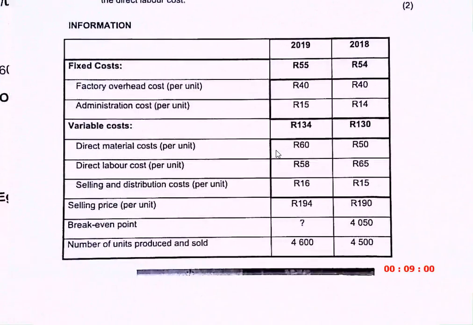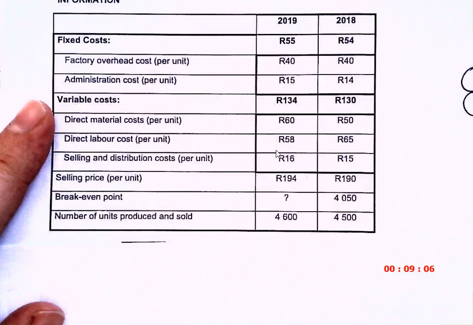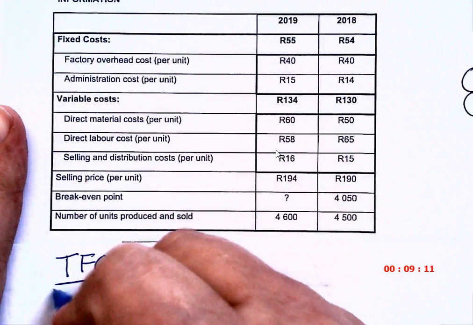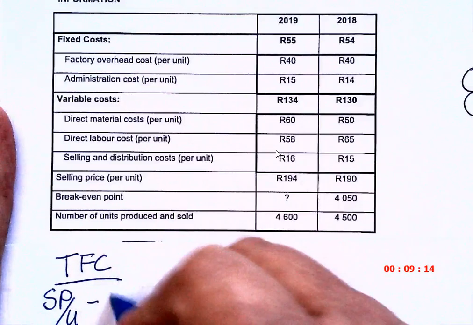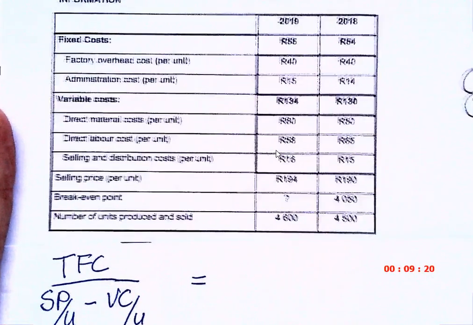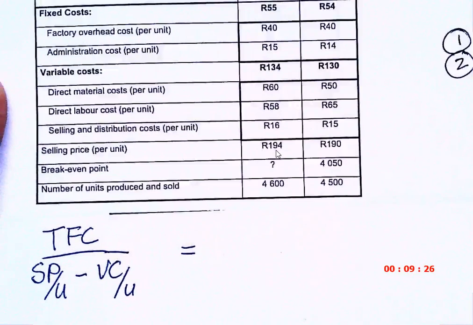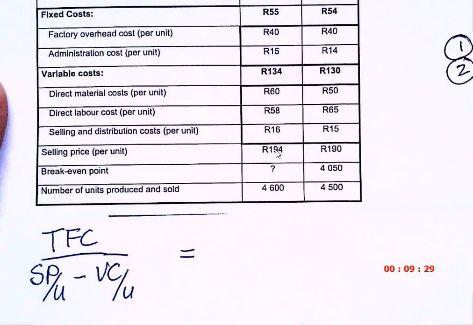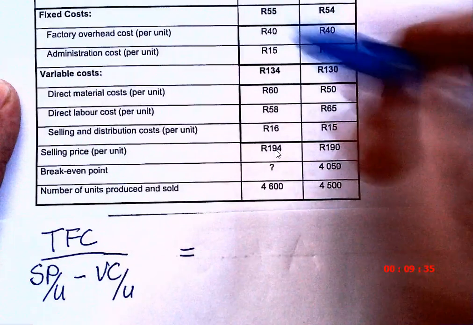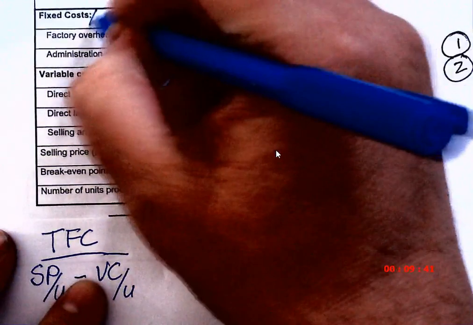So if I do the break-even point, now, what is my ratio or my format? It's going to be the total fixed cost over selling price per unit less variable cost per unit. Okay, so if I look there, what is my total fixed cost? Do they give it to me? They don't give it to you. What do they give you? They give you the per unit. Okay, can you see? This is per unit.